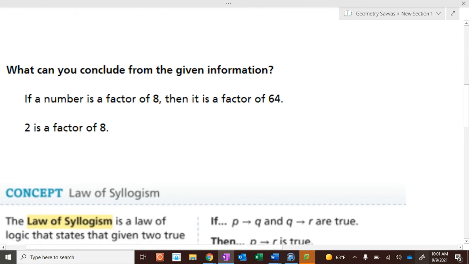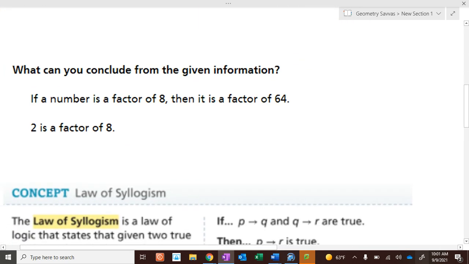Okay, if a number is a factor of 8, then it's a factor of 64. 2 is a factor of 8. So then what do we know about 2, Maddie? It's a factor of 64.